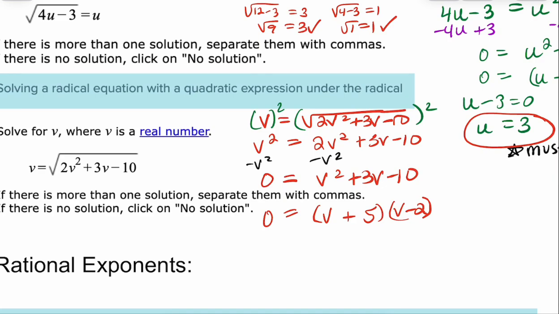We're not done. We still need to split it apart one last time. So v plus 5 equals 0. v minus 2 equals 0. So we get negative 5 and 2. Are we done? No, because maybe negative 5 works and 2 doesn't, or maybe they both work, or maybe they both don't. I don't know. You don't know until you plug it back into the original. Use parentheses. So let's do a little check.